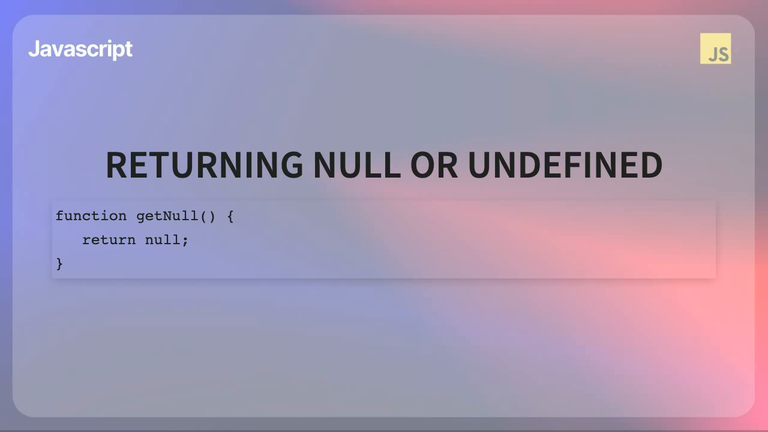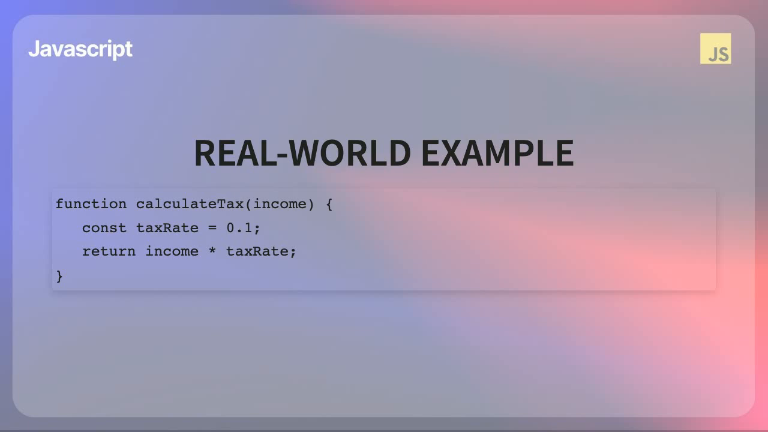Let's consider a real-world example where we have a function called calculateTax that takes the income as an argument and returns the calculated tax amount. We'll use this example to demonstrate how return values can be used in practical scenarios.